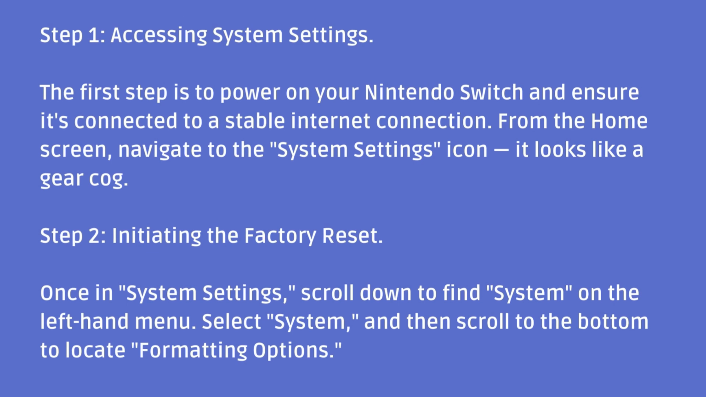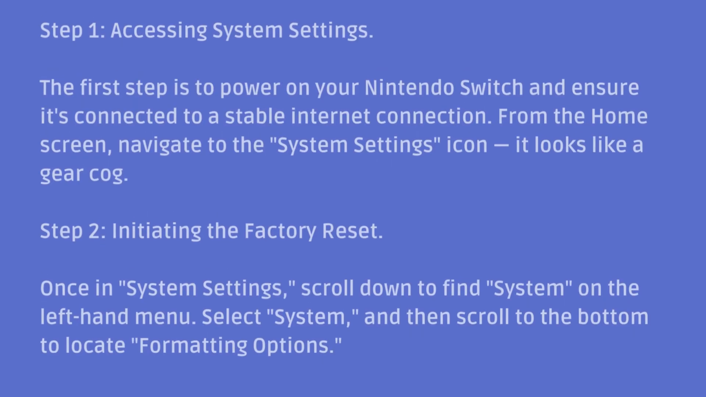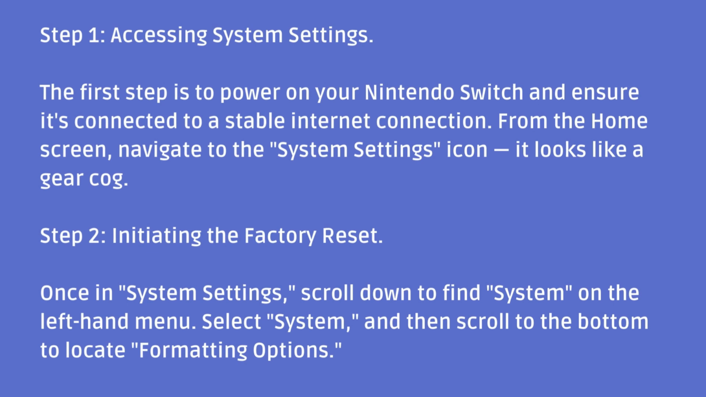Step 1. Accessing system settings. The first step is to power on your Nintendo Switch and ensure it's connected to a stable internet connection. From the home screen, navigate to the System Settings icon. It looks like a gear cog.